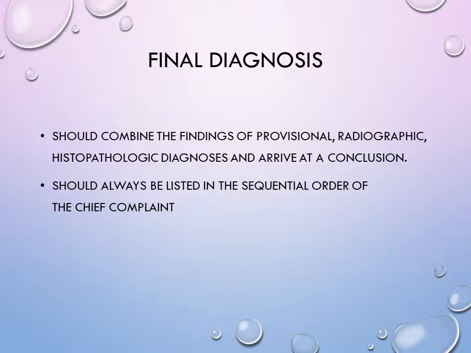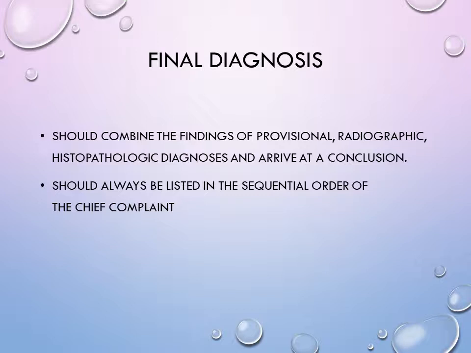Of course, like I said before, since the complaints are jotted down in sequential order, so should be the final diagnosis. So if the patient is having pain, the diagnosis of the pain, like symptomatic apical periodontitis, should be the first diagnosis, followed by your generalized gingivitis if the patient has the classical signs of gingivitis, and so on and so forth.